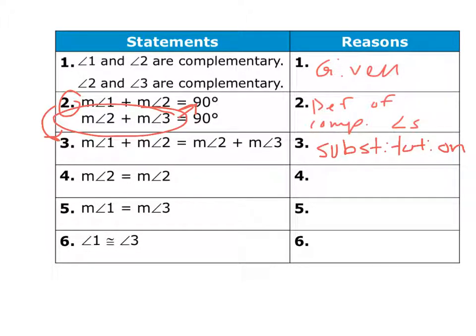Now we have the measure of angle 2 is equal to the measure of angle 2. Reflexive property of equality. Now the measure of angle 1 is equal to the measure of angle 3.